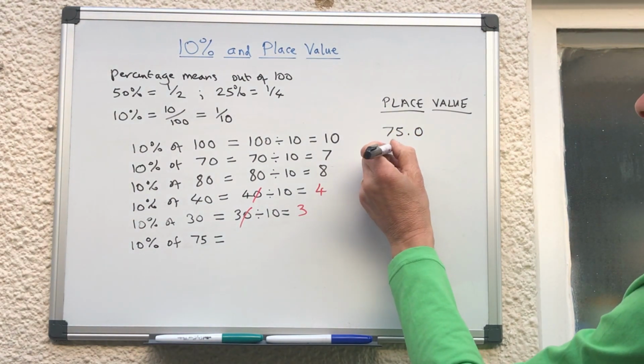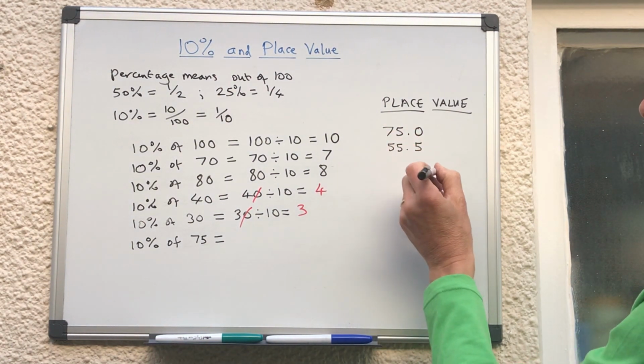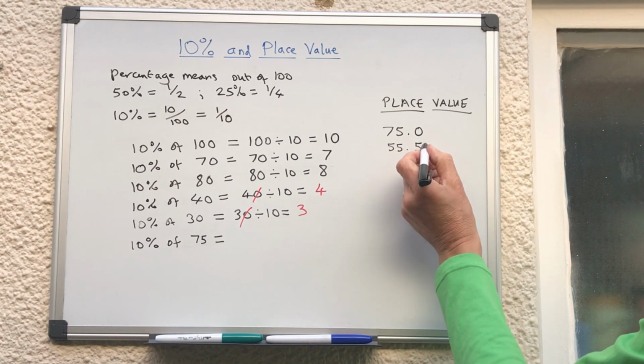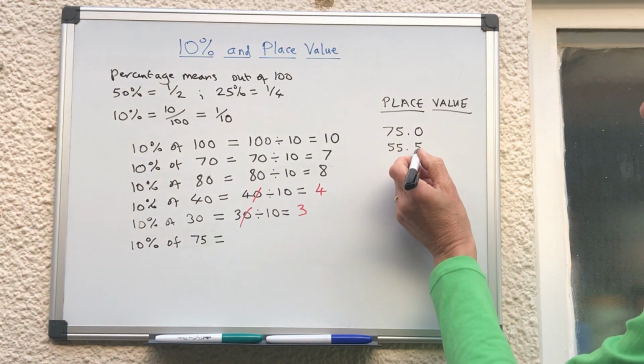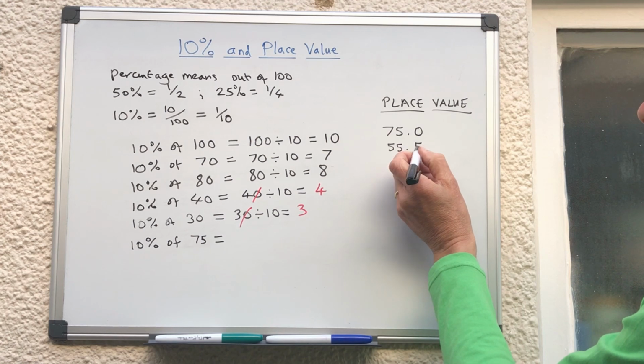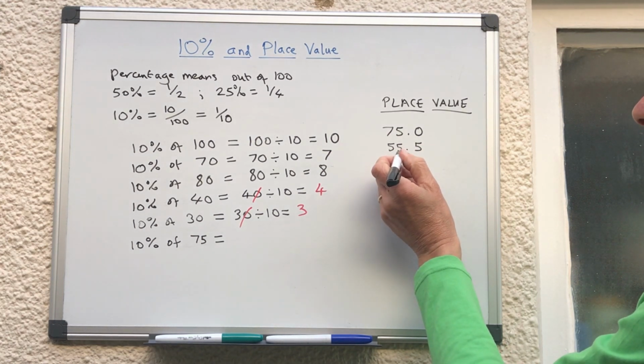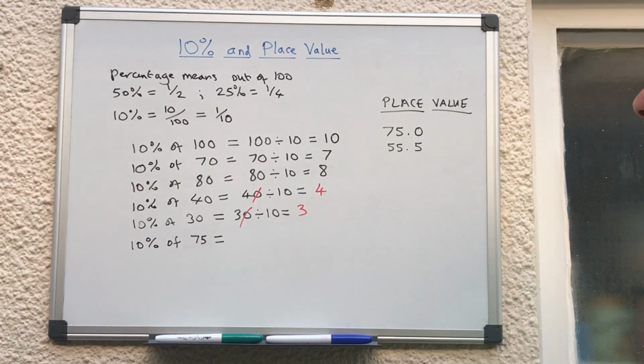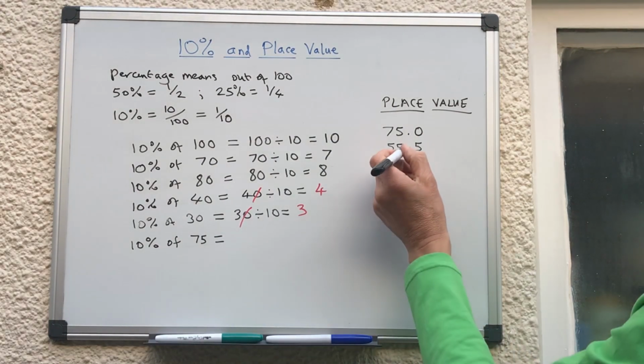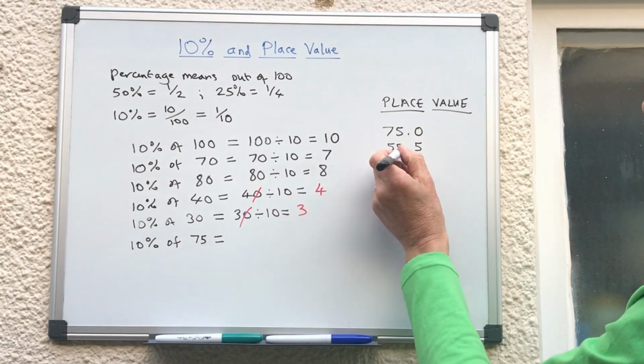So say you have 55.5. They're all 5s, but they've got different values. That is worth 0.5, which is a half. That is worth 5. That is worth 50. And the point is, if you're dividing by 10, all you're doing is changing the position.